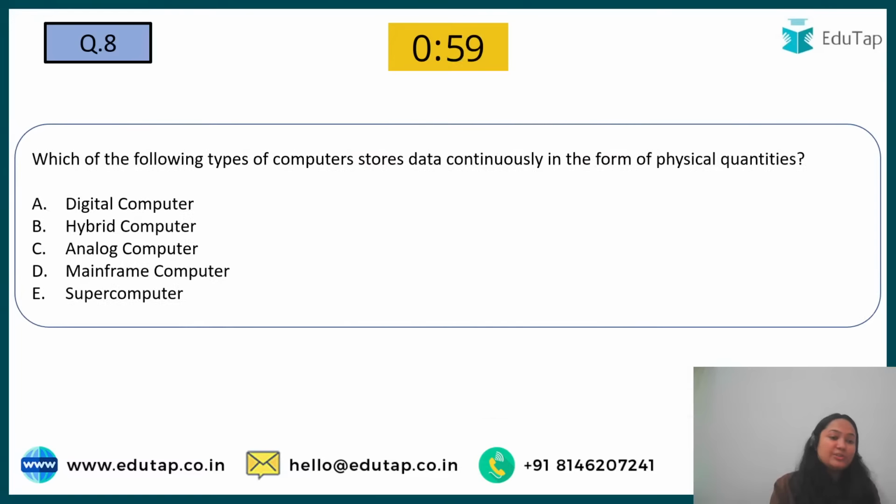Now coming to question number 8. Which of the following types of computers store data continuously in the form of physical quantities? Now here the output that we are getting is not coming in digital form. It is coming in physical form. We might be getting a graph, we might be getting a bar graph, we might be getting a histogram. Okay.